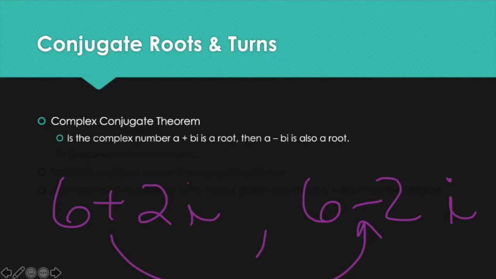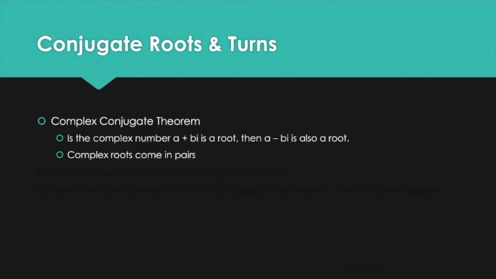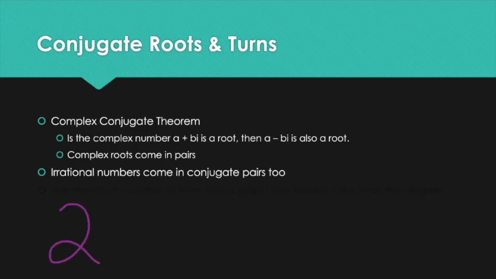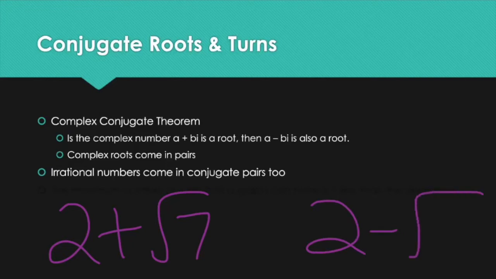Okay? They come as partners. So if you get one complex root, you have another. Or if you have another imaginary root, you'll have its partner. Those complex roots come as pairs. Irrational numbers come as conjugates also. For example, if you have 2 plus the square root of 7, you'll also have 2 minus the square root of 7. They come as conjugate pairs, like the imaginaries.